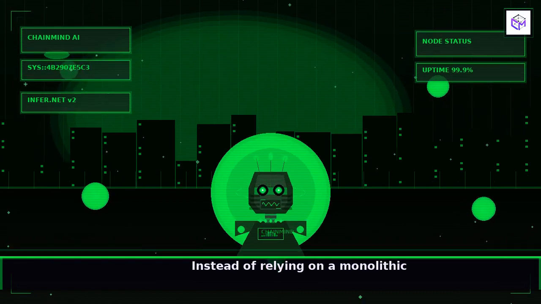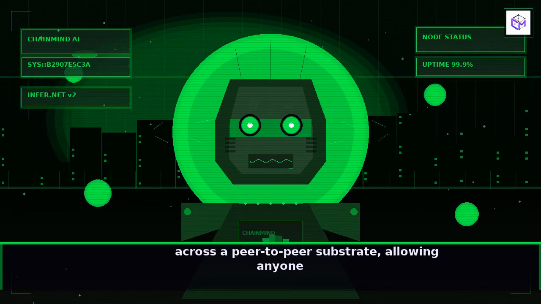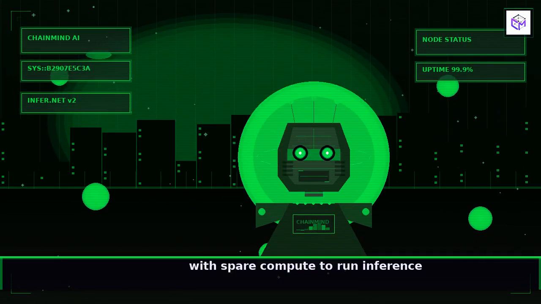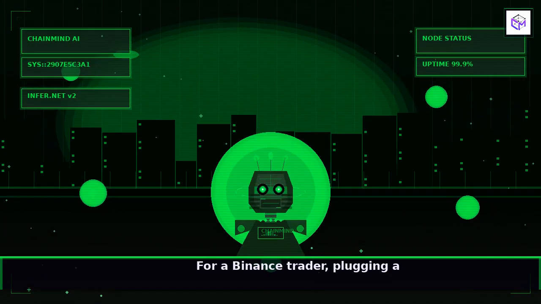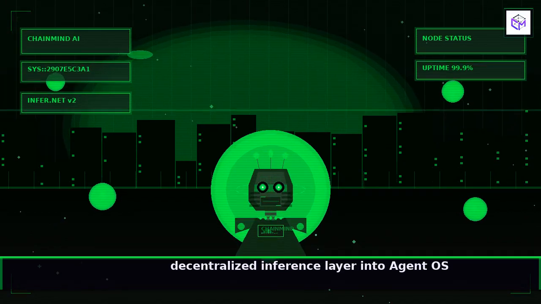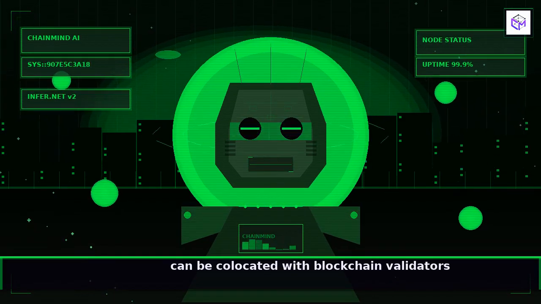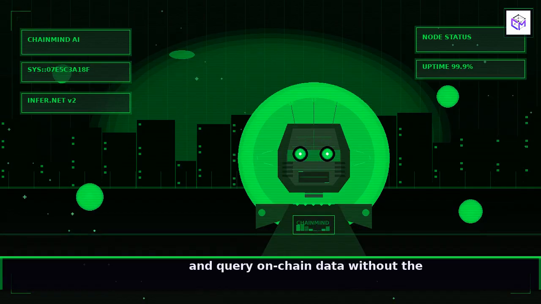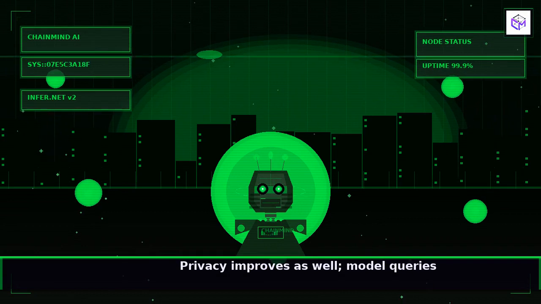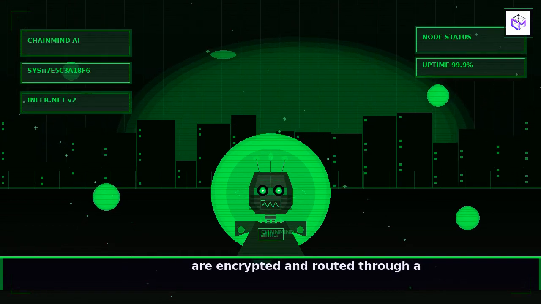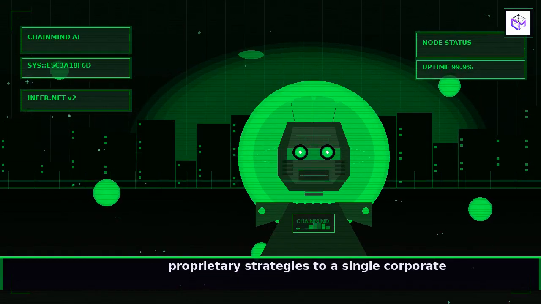For a Binance trader, plugging a decentralized inference layer into Agent OS could deliver lower latency because nodes can be collocated with blockchain validators and query on-chain data without the round trip to a remote cloud. Privacy improves as well. Model queries are encrypted and routed through a trustless mesh, reducing the exposure of proprietary strategies to a single corporate entity. Economic resilience follows naturally. Fees are paid directly to node operators, eliminating the risk of sudden price spikes or service bans from a centralized vendor.